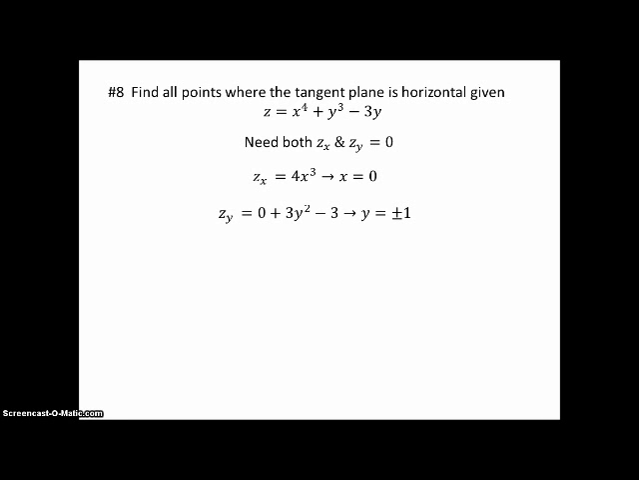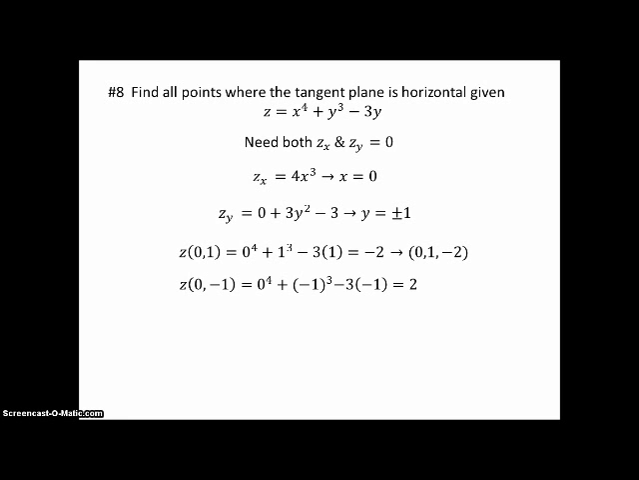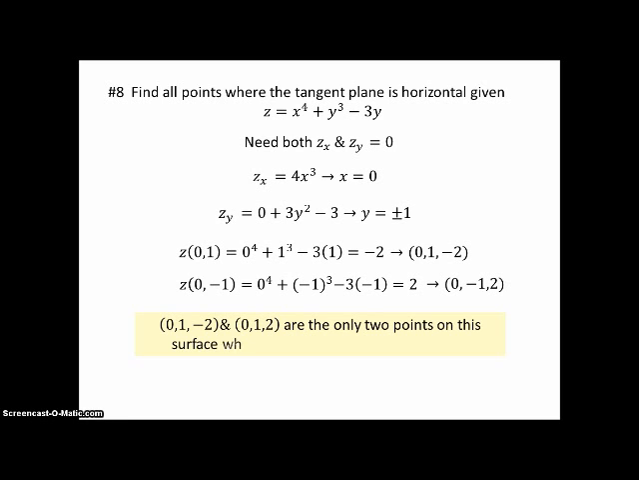So we have two solutions, and now we have to find out the z value. So we plug into the original equation, 0 and 1, and we get z equal negative 2, which gives us the point 0, 1, negative 2. And then we plug in 0 and negative 1 into the original equation, and that gives us 2 for z. So our second point is 0, negative 1, 2. So 0, 1, negative 2 and 0, negative 1, 2 are the only points on this surface where the tangent plane is horizontal.